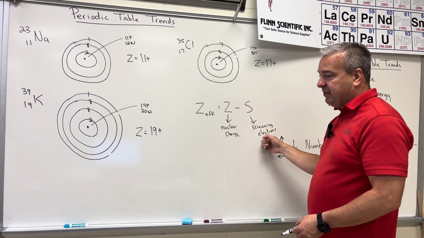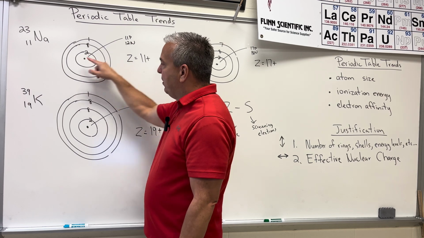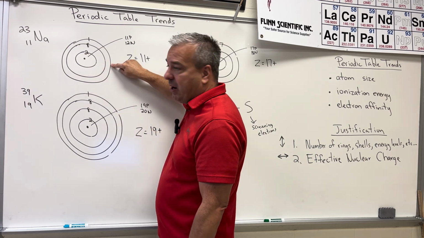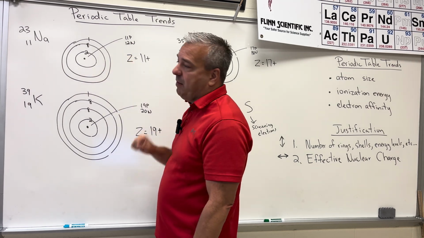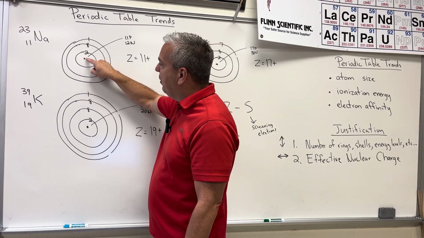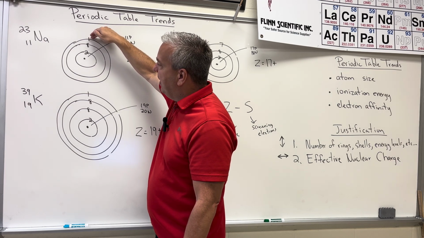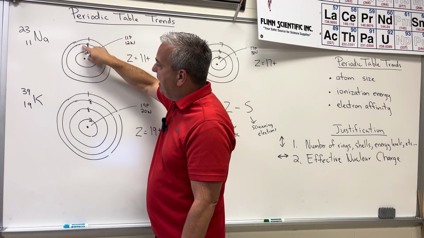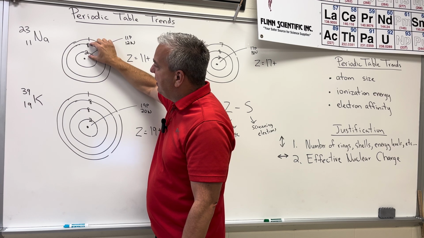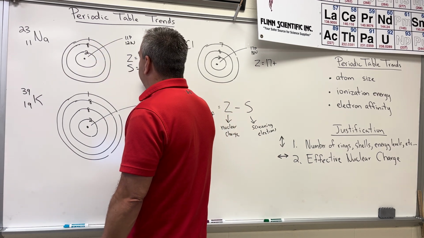Screening electrons, okay? This is going to be the number of electrons from the nucleus to whatever you want to talk about. And if we're talking about atom size, we want to talk about the valence electrons. So we want to know how many electrons are in between the nucleus and my outermost region, okay? And it looks like the first ring and the second ring added together. In this one, it looks like there's 10 screening electrons.